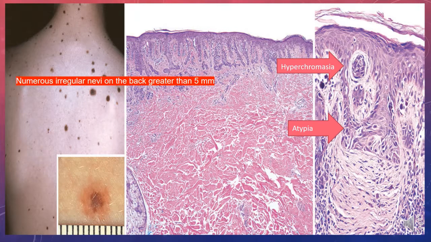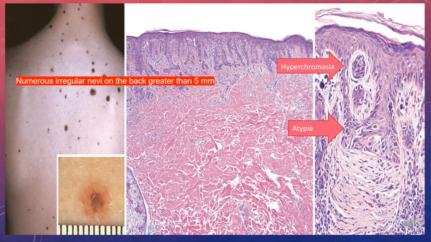Again, in the previous slide image, there are numerous irregular nevi on the back of a patient with dysplastic nevus syndrome. These lesions are usually greater than 0.5 cm in diameter, with irregular borders and variable pigmentation as shown in the inset. On the right, there is a compound dysplastic nevus.